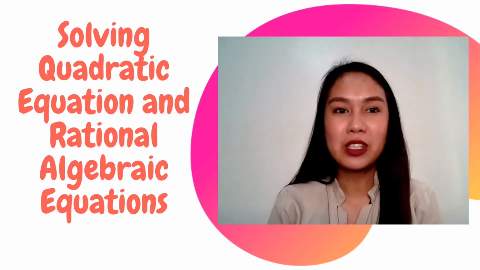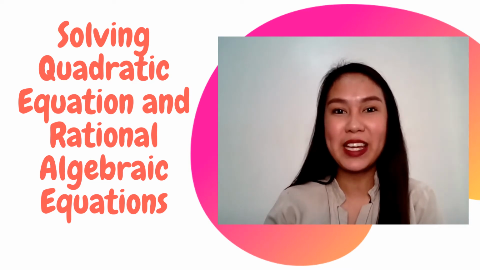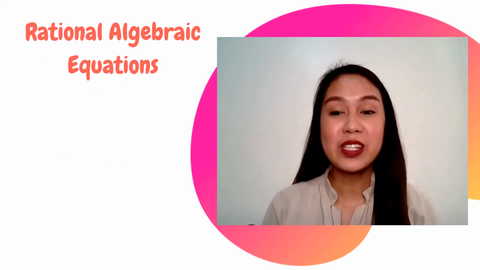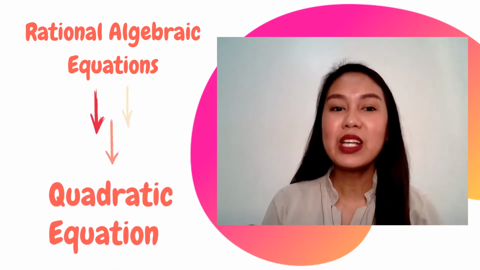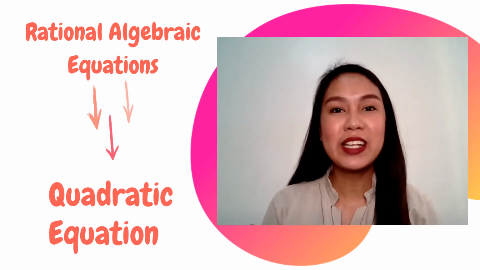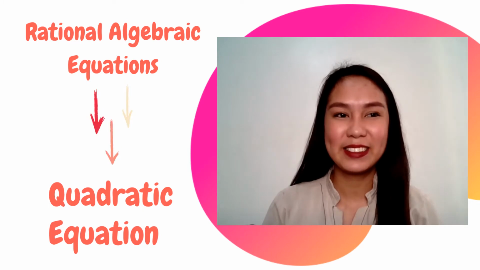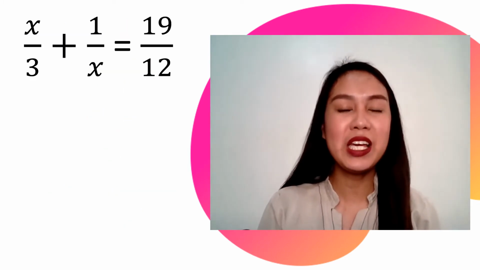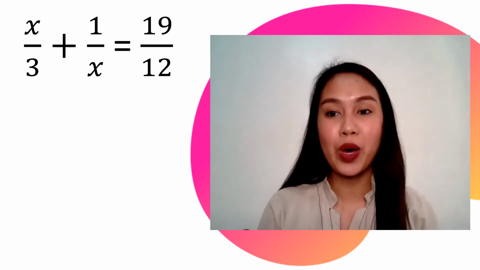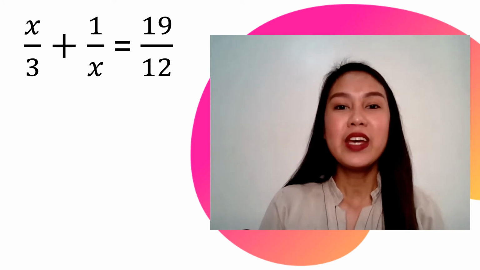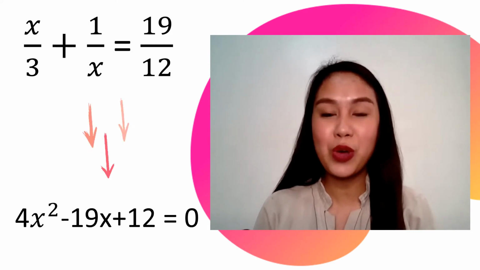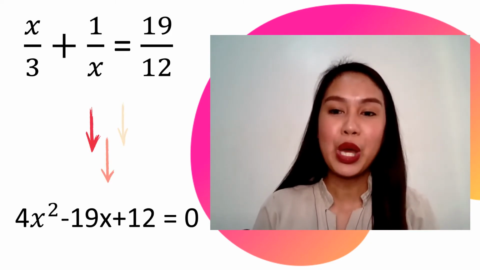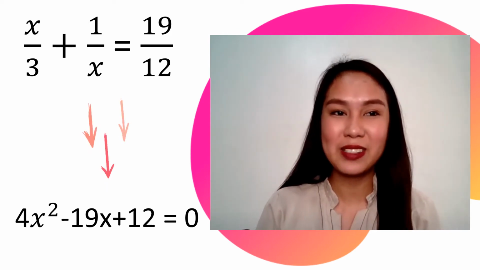Today we are talking about solving quadratic equations and rational algebraic equations. We are going to revisit the rational algebraic expressions or equations that you have tackled before in your grade 8 math, where we are going to transform them into quadratic equations and solve for the value of x or its roots. For example, x over 3 plus 1 over x equals 19 over 12, which is a rational algebraic equation, can be transformed into 4x squared minus 19x plus 12 equal to 0, which is a quadratic equation where we can find the value of x or its roots.